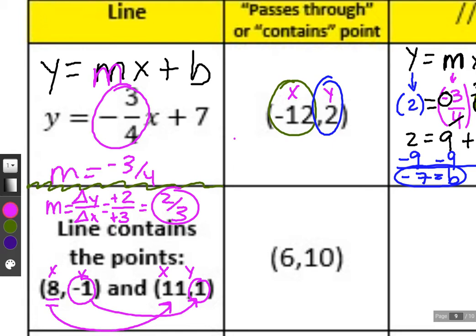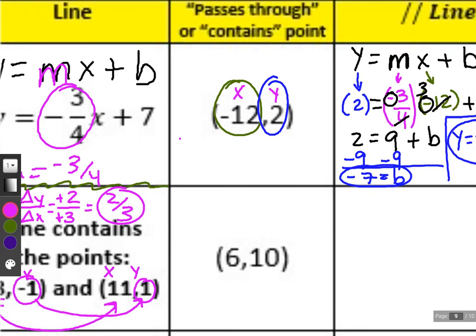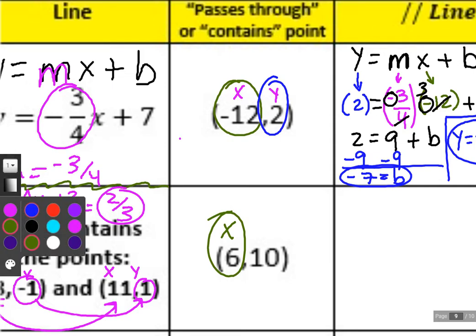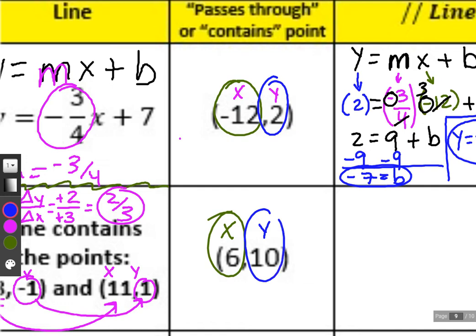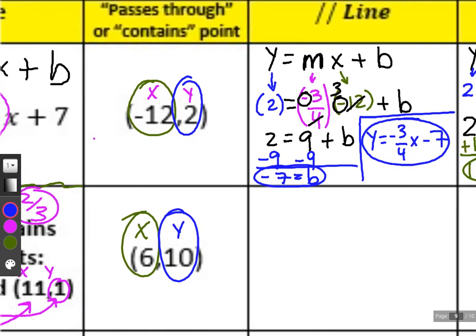Okay, now we have a point, x y. So our x value temporarily is going to be a 6. That's contained on the line. Also, our y value temporarily is going to be 10. That's also contained on the line. And we know our slope is going to be 2/3. Okay, so now we have to calculate our b value for the parallel line.